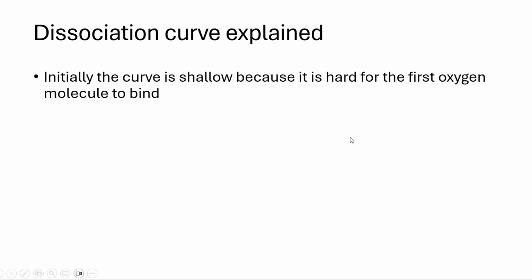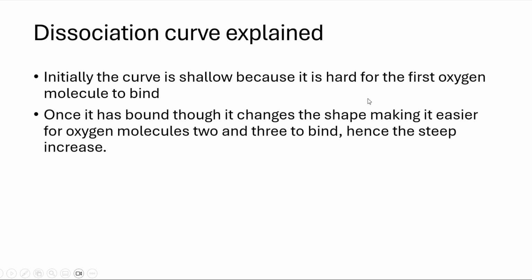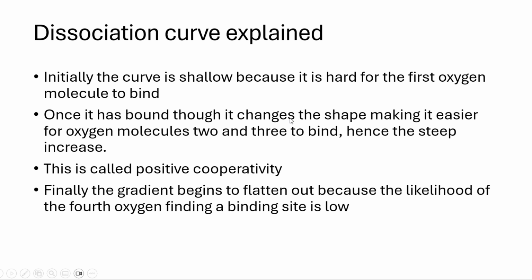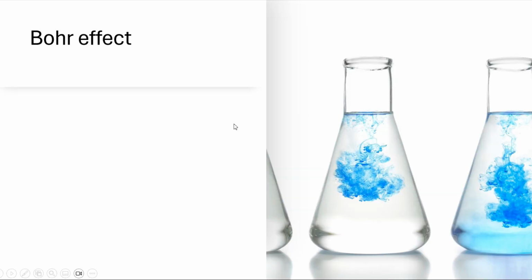Dissociation curve explained. Initially the curve is always shallow, because it's hard for the first oxygen molecule to bind to the hemoglobin. It's not that easy. But once the first one binds, because of this positive cooperativity, it's going to change the shape, making it easier for oxygen molecules to bind. Hence, a steep increase is shown in the curve. There's always a steep increase in the curve. This is called positive cooperativity. And finally, the gradient begins to flatten out again because the likelihood of the fourth oxygen binding is quite low, because it's not going to find the binding site since already three of them are used up. It's got to find that final heme group here, which is obviously difficult to find.